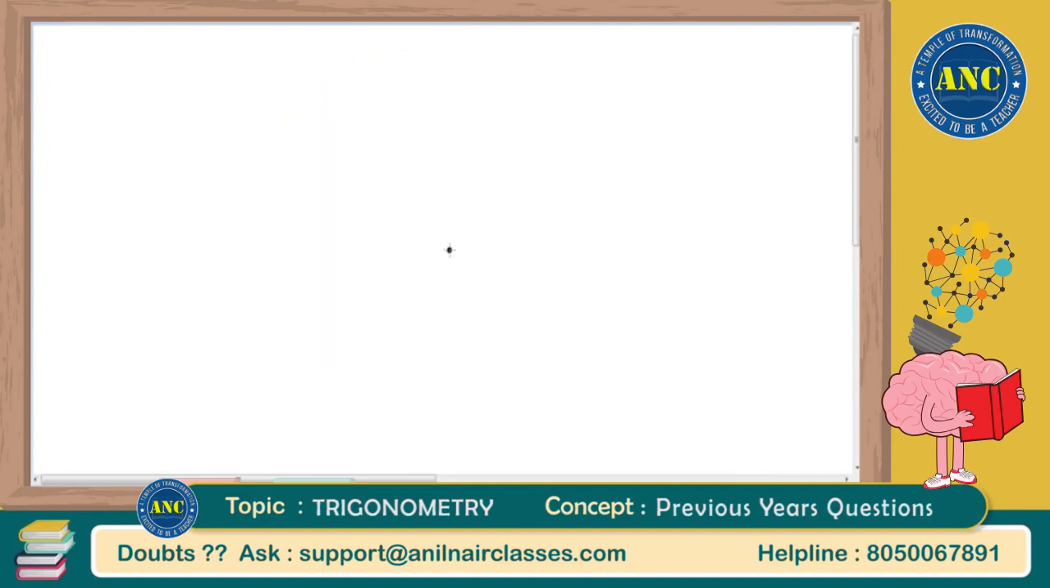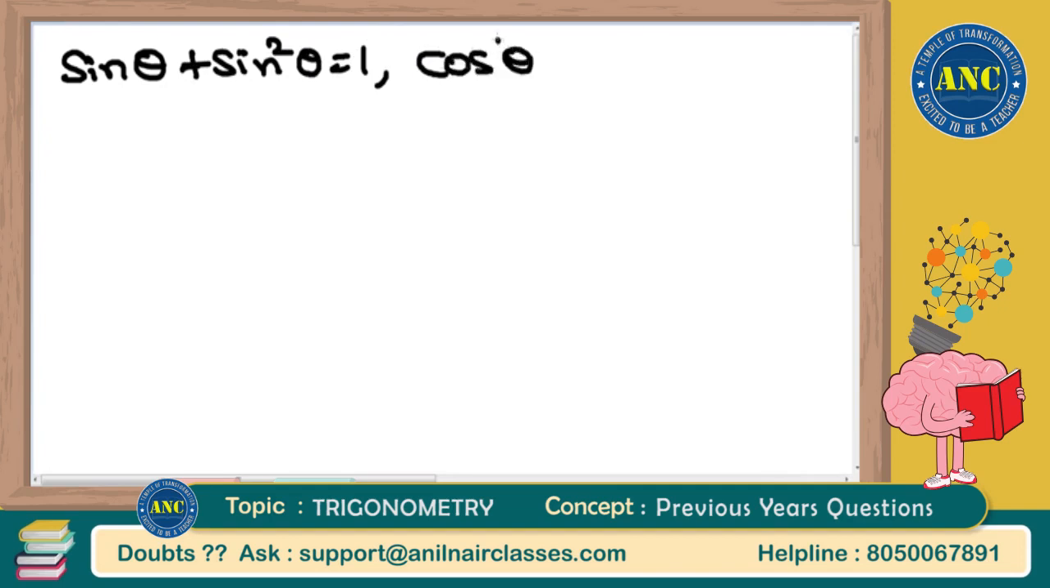Now, what is the question which we discussed? I am writing that question. What is the question which we discussed just now, sir? If sine theta plus sine square theta is equal to 1, then find the value of cos theta whole power 8 plus 2 cos theta whole power 6 plus cos theta whole power 4 minus 3.